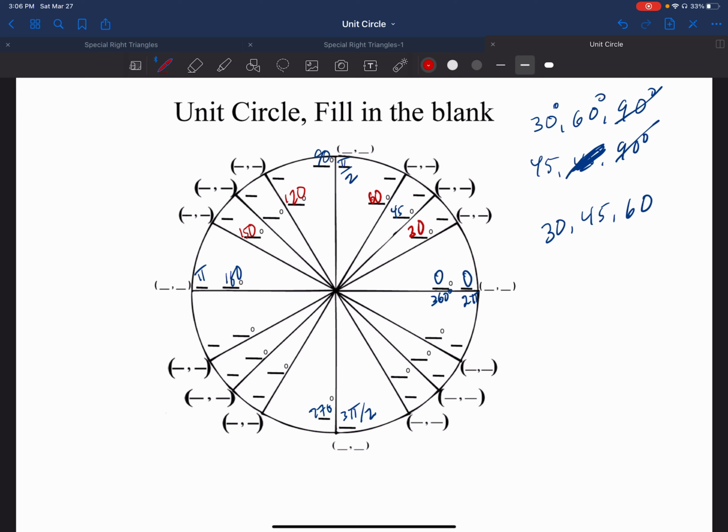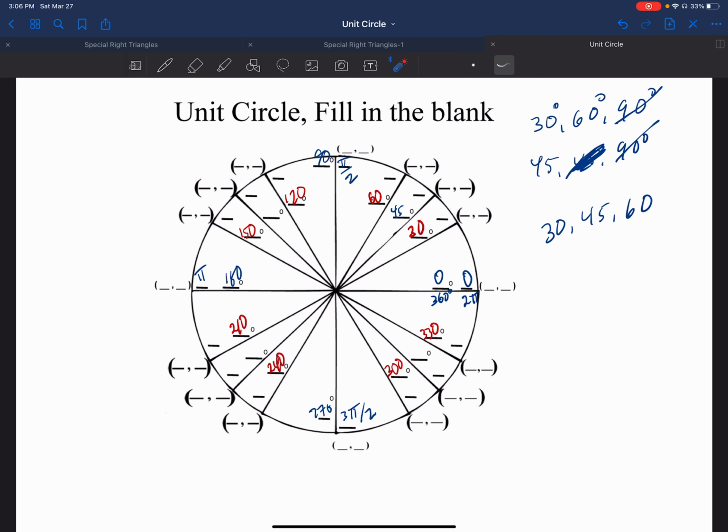I'm going to add 30 to it. That will give me 180, which is already listed. I'm going to add 30 more, which will give me 210. Plus 30 more, which will give me 240. Plus 30 more, 270, which is already listed. Plus 30 more, which will give me 300. Plus 30 more, which will give me 330. So I'm using the 30 to add to get to the next one.